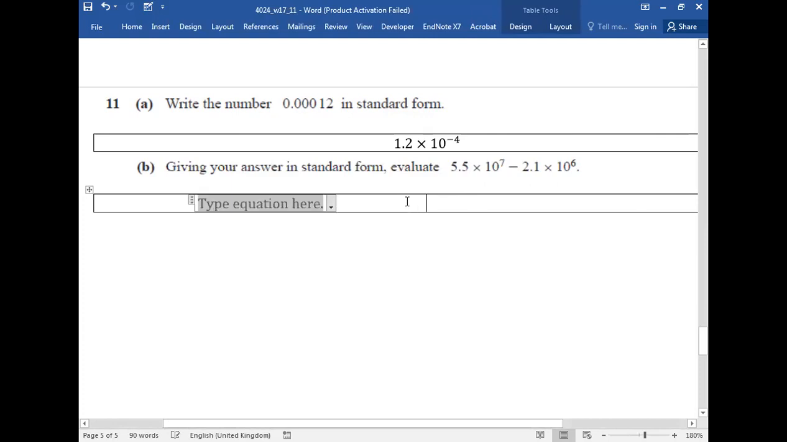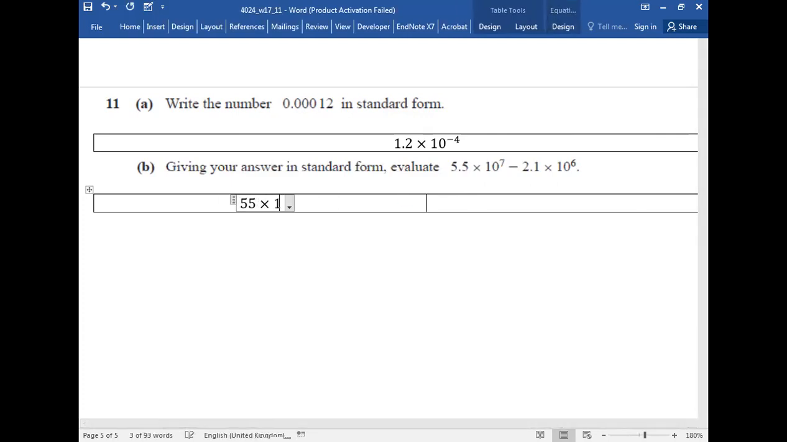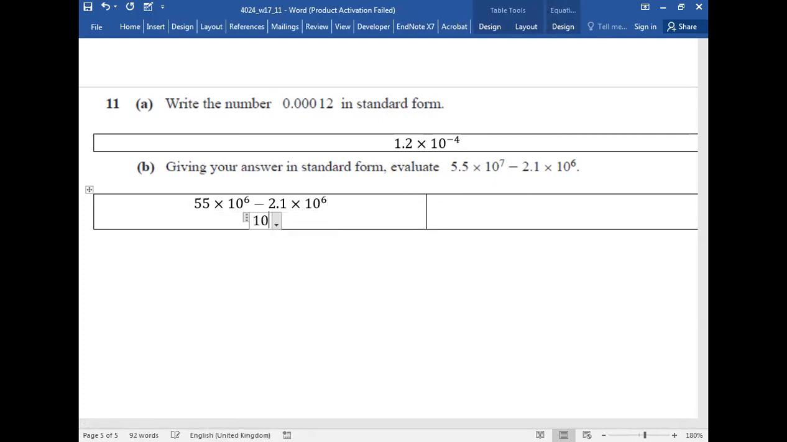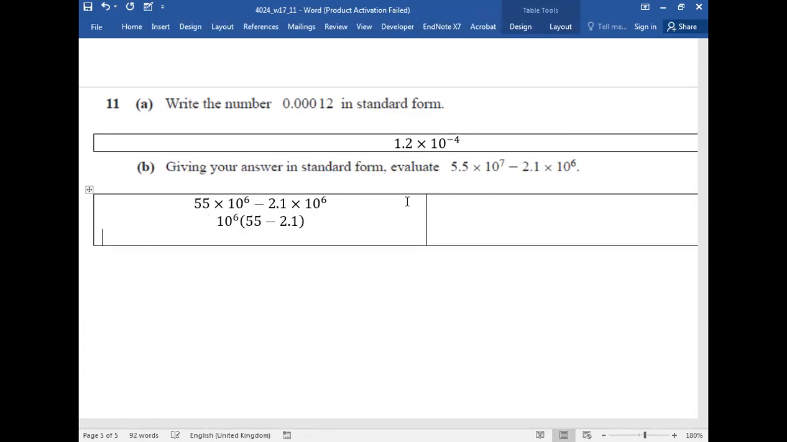If you are converting it into exponent 6, 55 exponent 6 minus 2.1 exponent 6. Exponent 6 can be taken as common. 55 minus 2.1. Can you subtract 2.1 from 55? First tell me this: if we have used exponent 6, then 55 minus 2.1. In decimal subtraction, make sure you write decimal under decimal while doing the rough working.